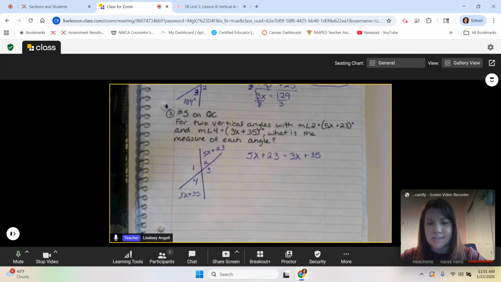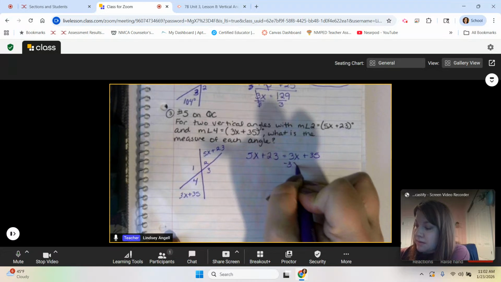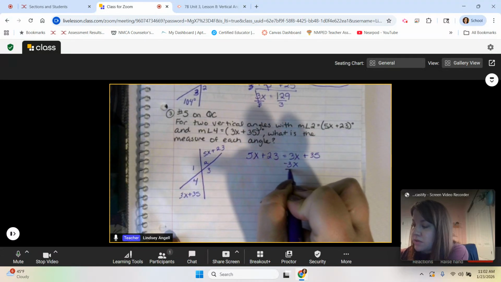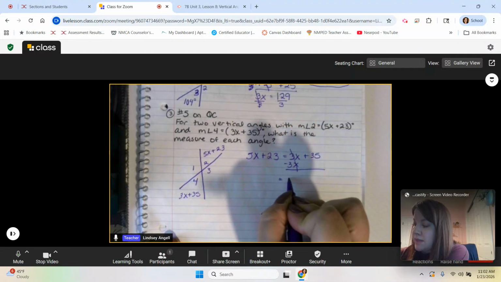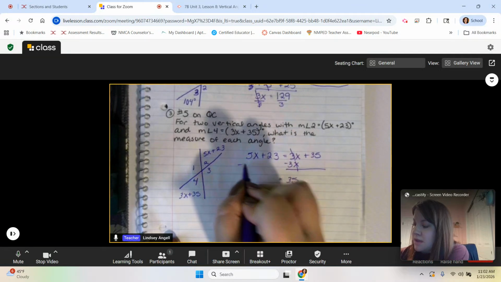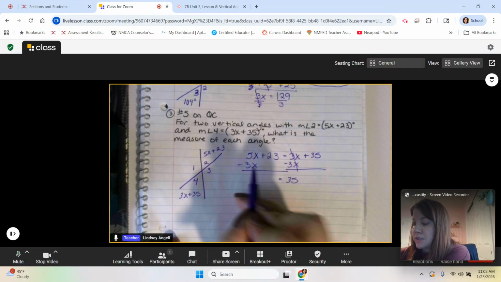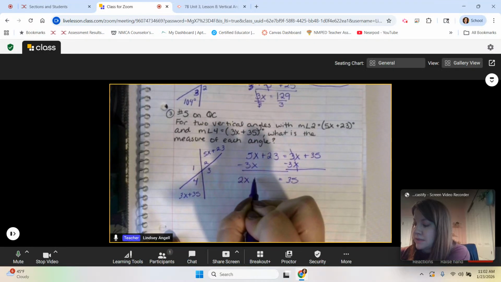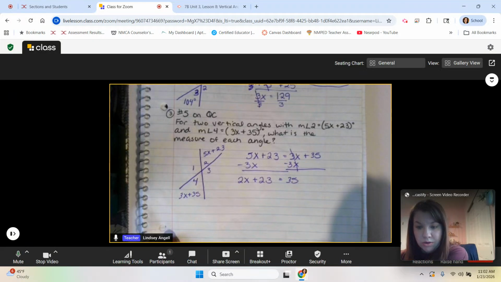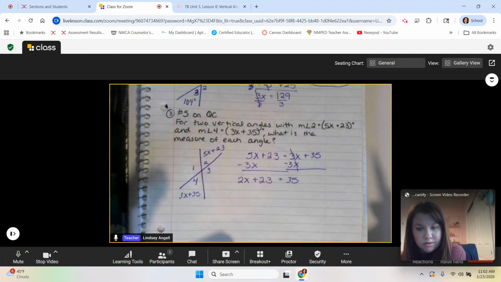Okay? It might look big and scary, but it's not at all. We know how to work with this stuff. The first thing that we need to do is get the variable on one side of the equation. Right now we have it on both sides. And that might be where it looks a little messy. But 3x minus 3x, those cancel. That would be 0x. And so we're left with 35 on the right. And whatever we do to one side, we have to do to the other. So 5x minus 3x is 2x plus 23.